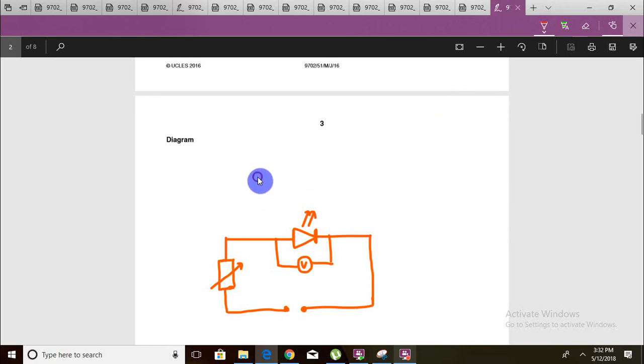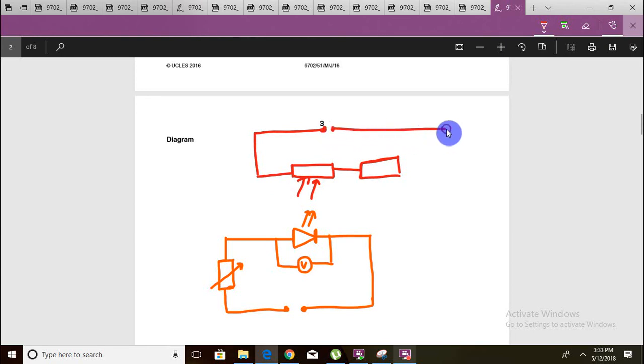So yeah, it was kind of terrible. And this is a sensing circuit. And again, you need a voltmeter. And you need these labeled.